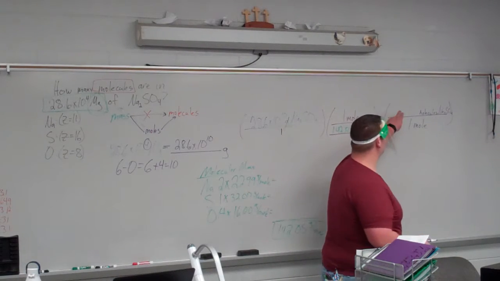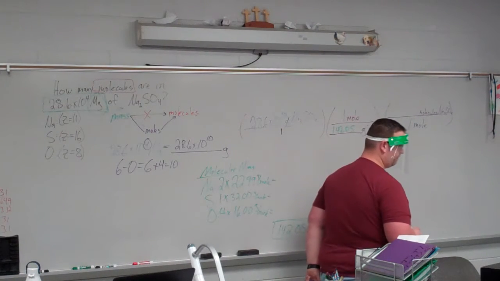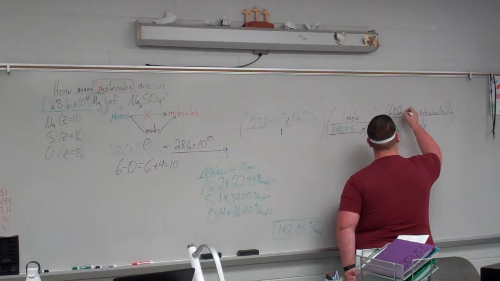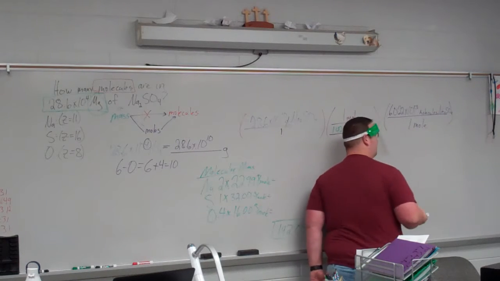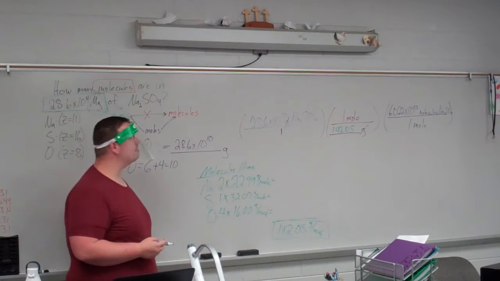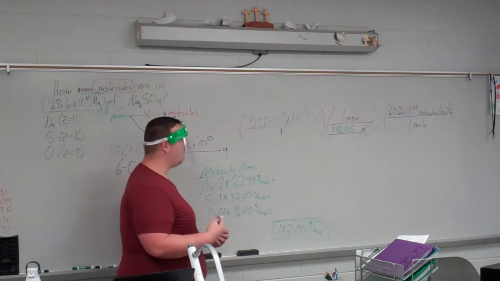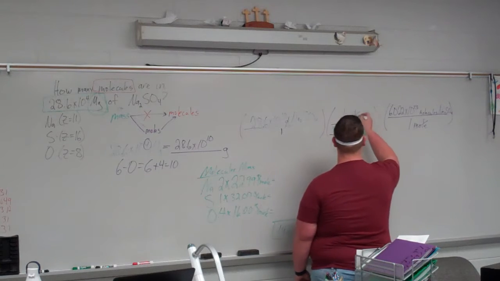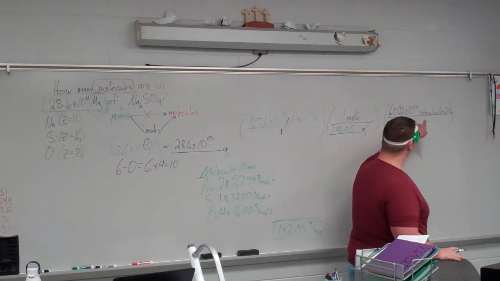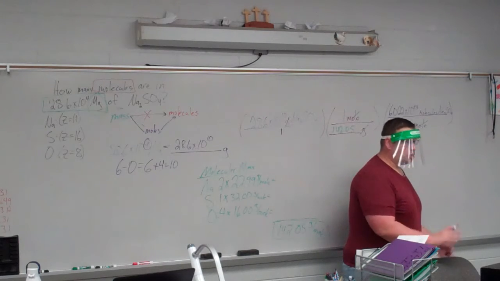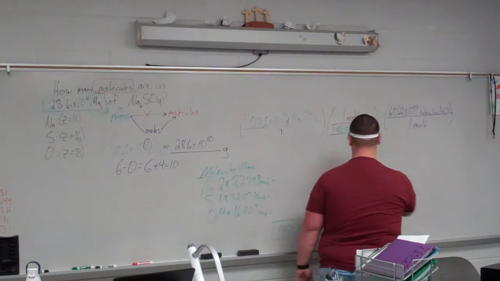What number goes up here with molecules? Avogadro's number: 6.022 times 10 to the 23rd power molecules of sodium sulfate. So now the moles cancel. Where am I ending? What units are left? Molecules. Guess what that means? You now punch it in the calculator.